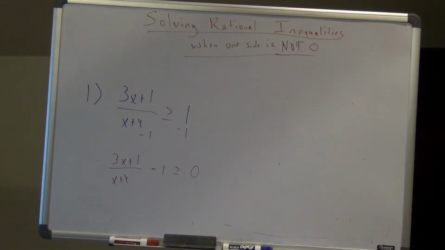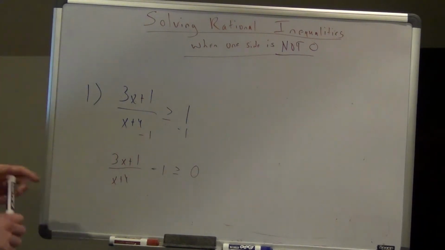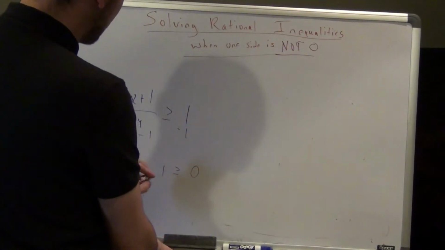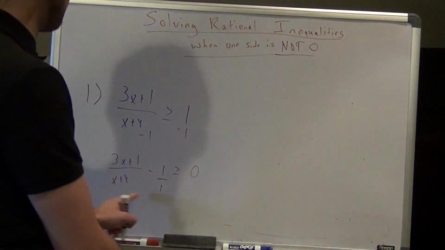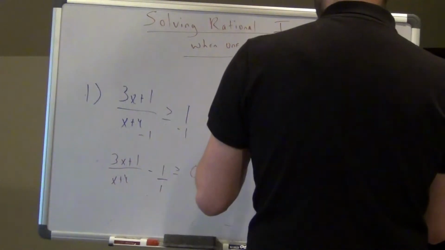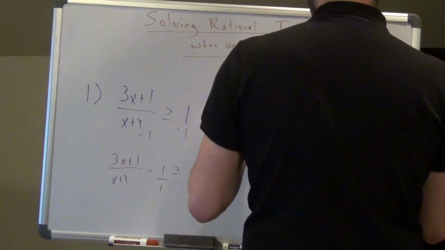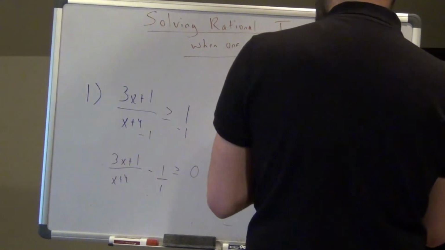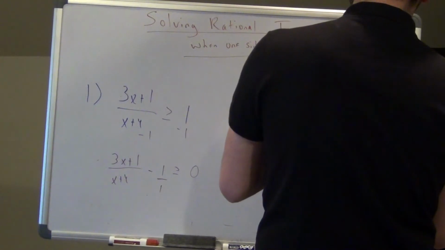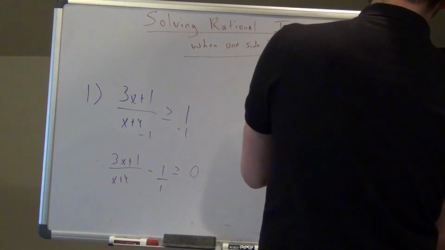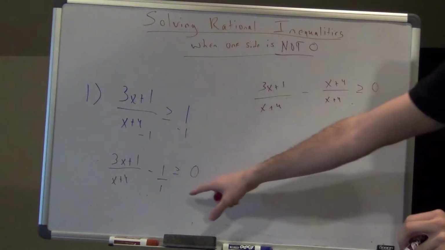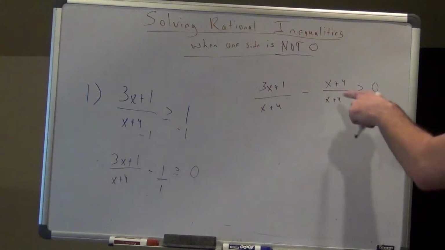Alright, so now what we have to do is make a common denominator in order to make this all one fraction. The common denominator here, of course, is 1 over 1, so the common denominator here is x plus 4. So I'm going to have 3x plus 1 over x plus 4 minus x plus 4 over x plus 4 is greater than or equal to 0. So all I did was multiply x plus 4 to the bottom here, so I also have to multiply it to the top. So that's why. You don't cancel these out.